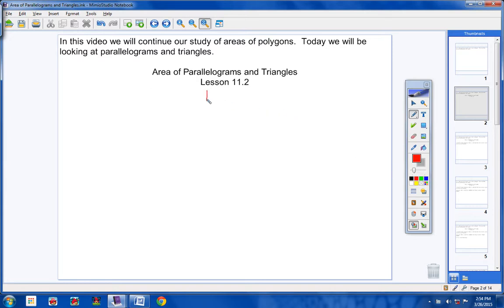Please write lesson 11.2, and please include today's date. Area of parallelograms and triangles. Lesson 11.2. And be sure to include today's date.